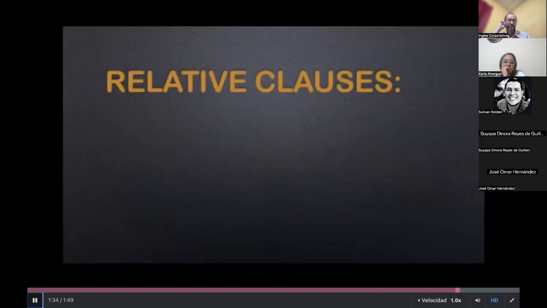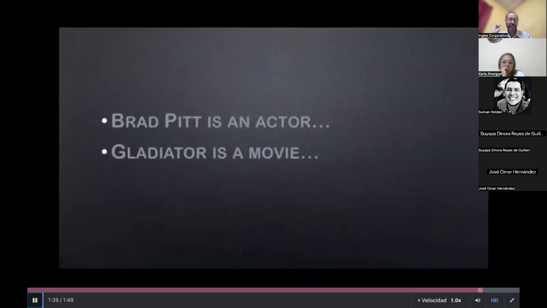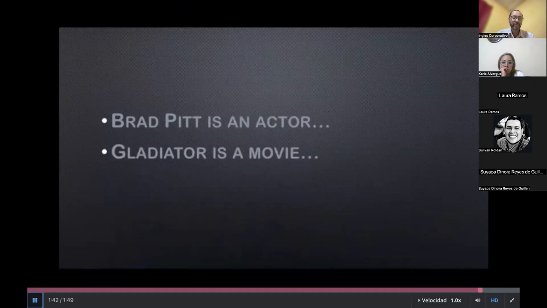Hope this topic wasn't so complicated. Try with these following sentences. I will give you the first part of the sentence and you finish it using a relative pronoun.